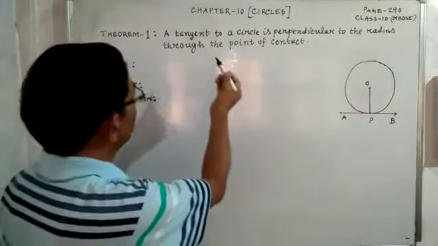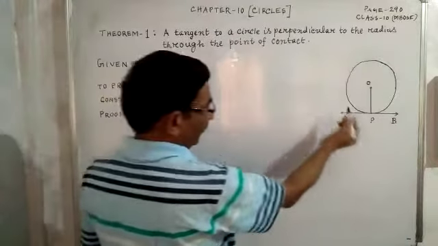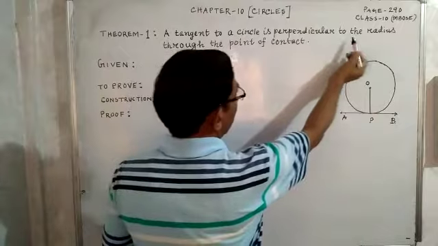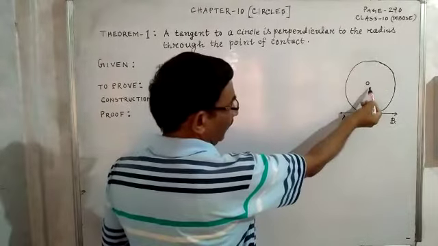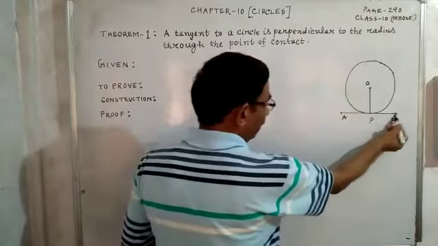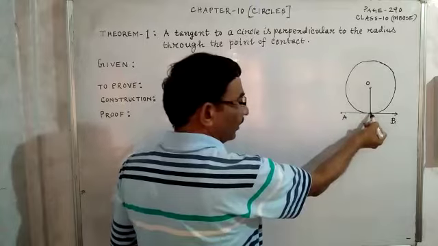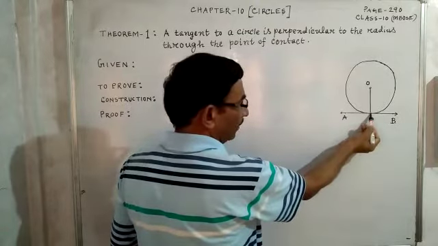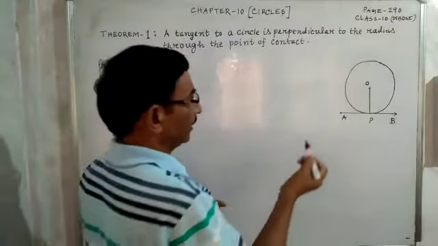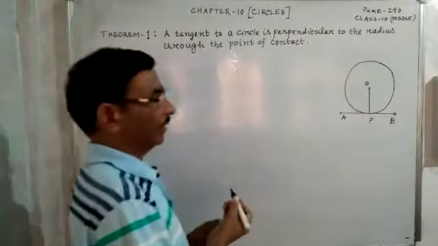So if we read here, a tangent to a circle, this AB is the tangent to the circle, is perpendicular to the radius. See, OP is the radius. That means we have to prove that tangent AB is perpendicular to the radius OP at the point of contact P. Point of contact means the tangent intersects the circle at a point. That point is called the point of contact.